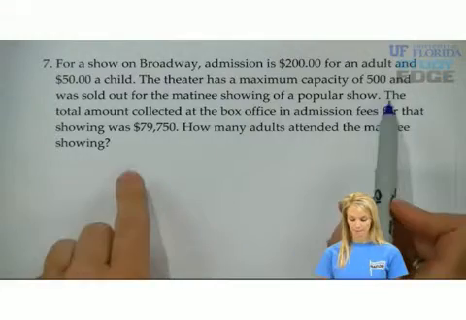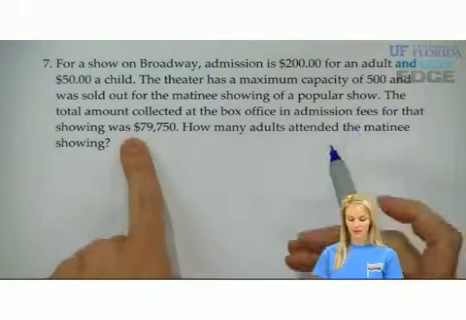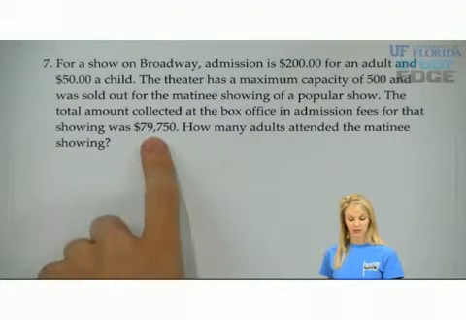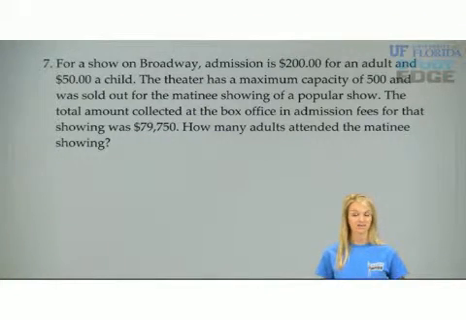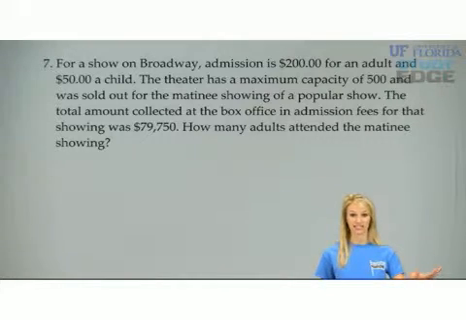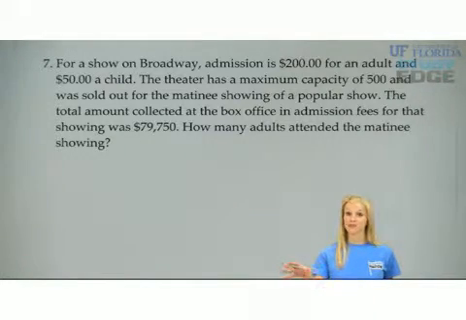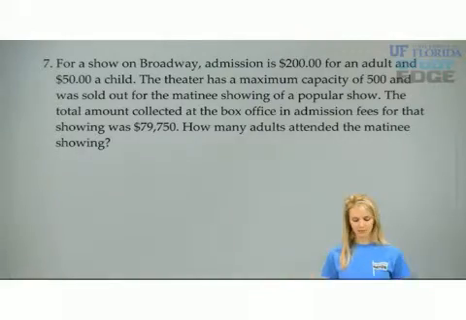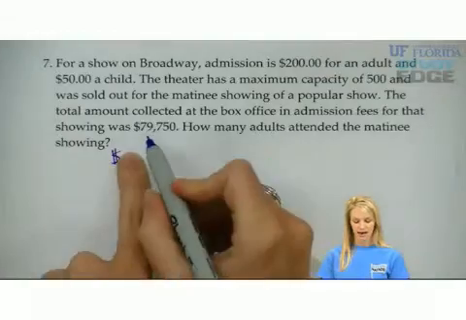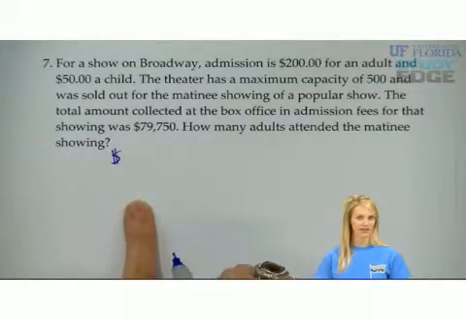We met capacity. Okay, now the total amount that we got from the box office, so the total amount of ticket sales, was $79,750. Well, where does that money come from? Where does that $79,750 come from? Well, it comes from the amount of money that you got from the adult tickets and the amount of money that you got from the children's tickets. So let's think about an equation for money. How much total money did we get from selling our tickets?